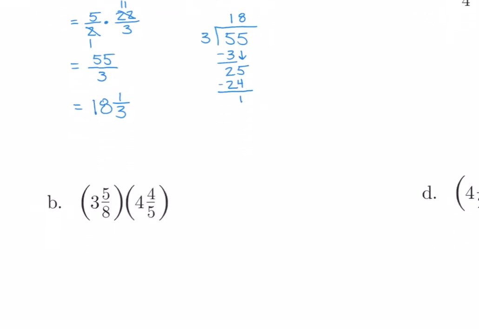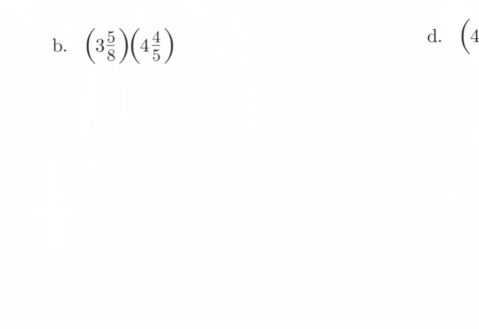All right, let's try a couple more. Example B. Starting with our estimate. 3 5/8, does it round up or down? 5/8 is more than half, so we're going to round that up. 4/5 is also bigger than half, so we're going to round up. And 4 times 5 is 20.